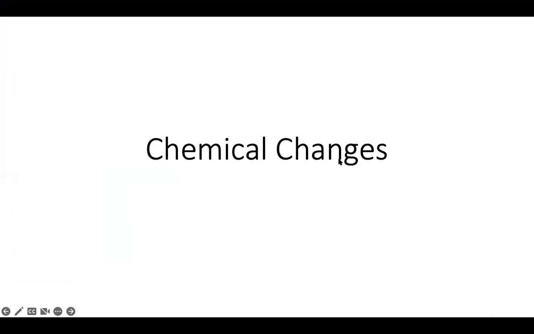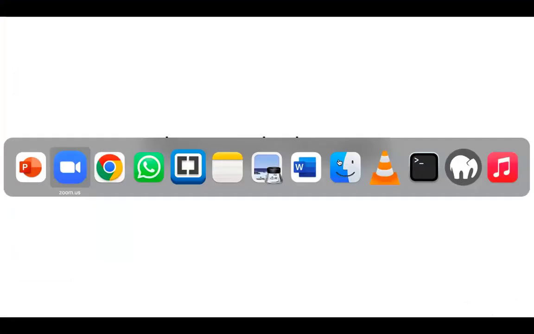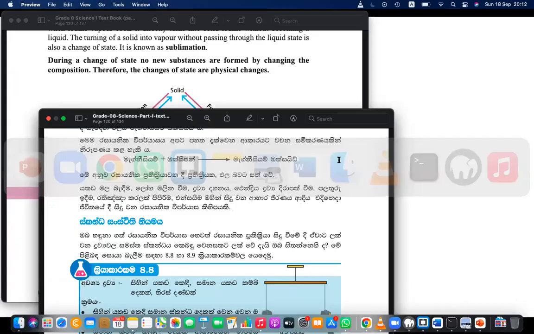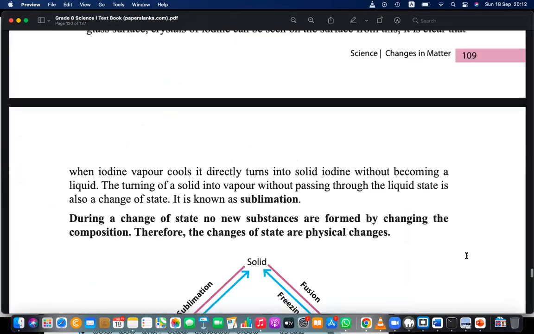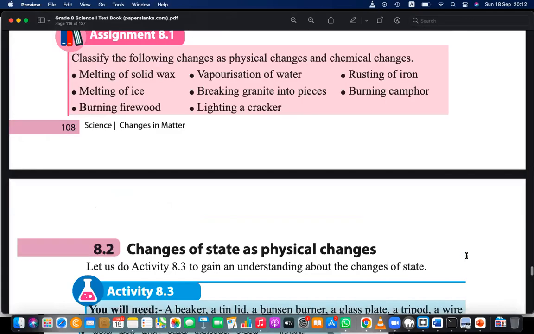So in today's lesson, we need to discuss chemical reactions. Last day we identified the basic difference between physical changes and chemical changes, right? So we identified what the differences are. The physical changes and the chemical changes.